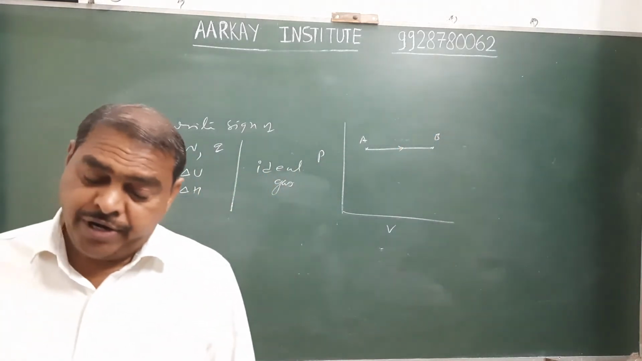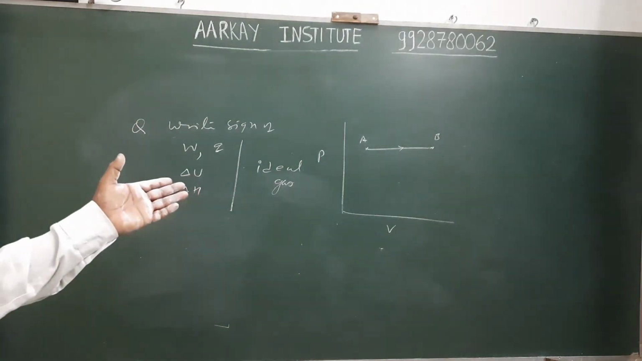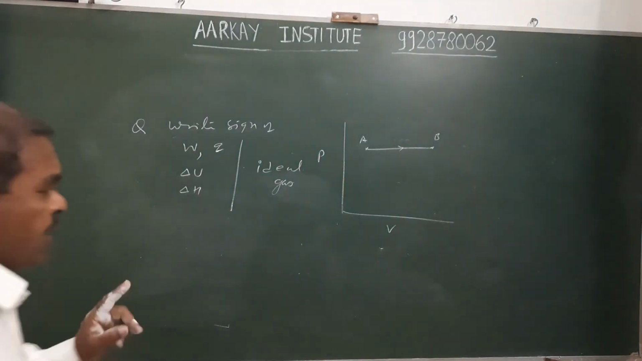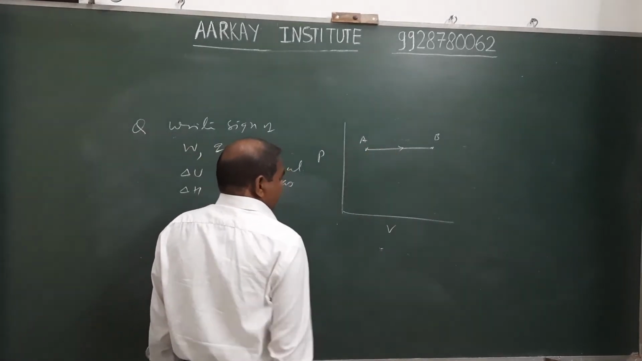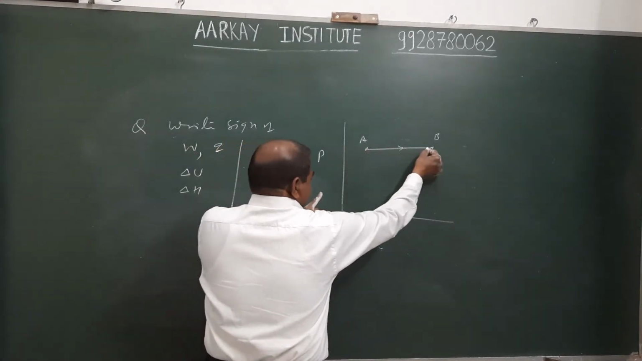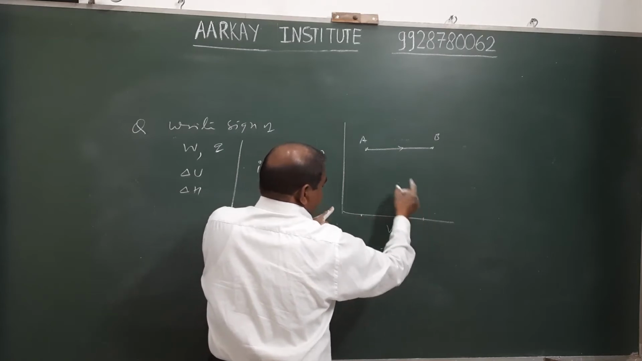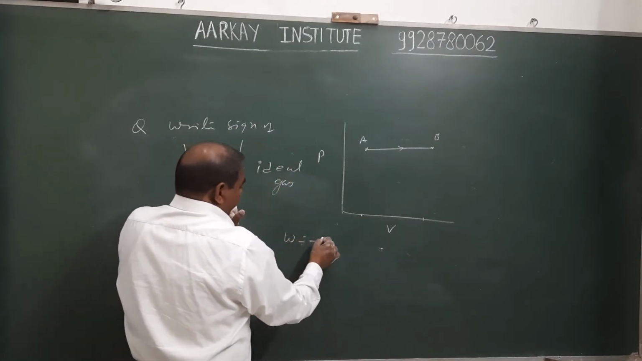With the help of the graph, we understood that this is an isobaric process, because pressure remains constant throughout the changes, and the gas expands during this process. Therefore, the sign of work is negative.